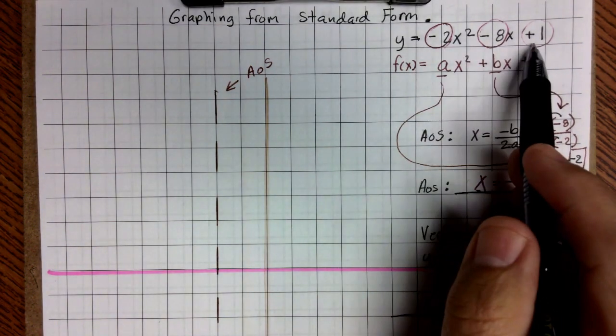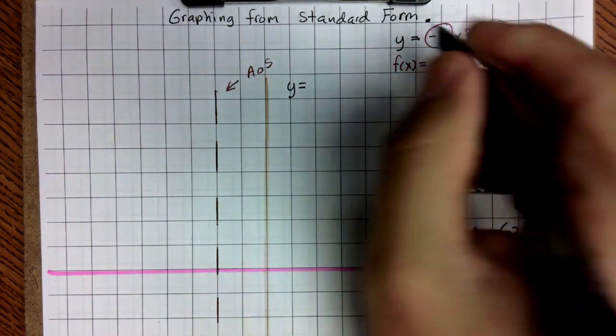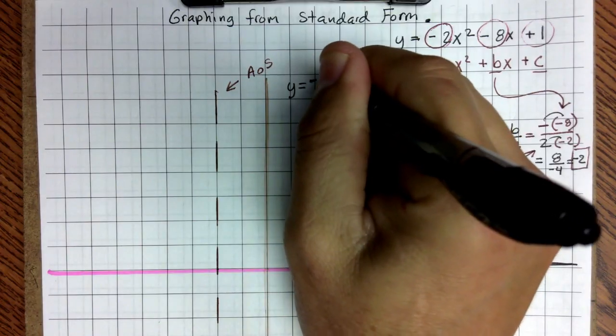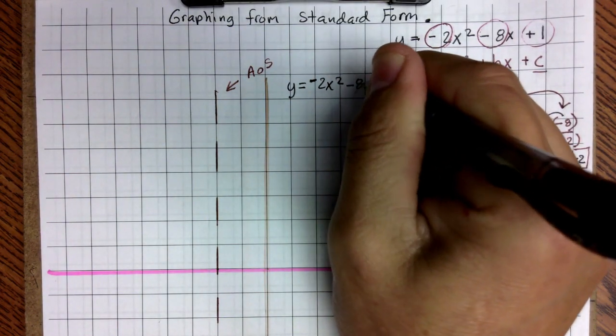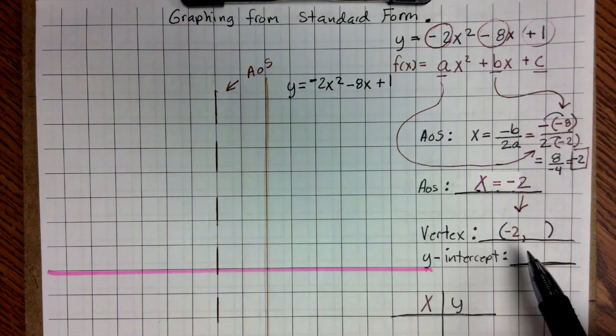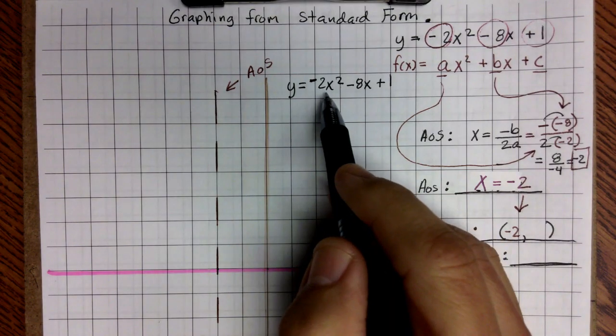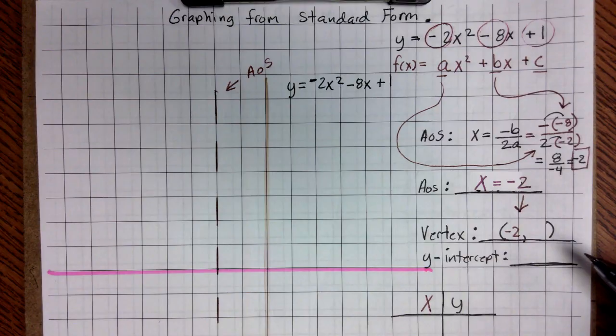So I'm going to rewrite this equation that you see up here. So I have y is equal to -2x squared minus 8x plus 1. Now we know that the x value of our vertex is -2. So what I'm going to go ahead and do is substitute -2 in place of x, so we can figure out what the y value would be for that vertex.